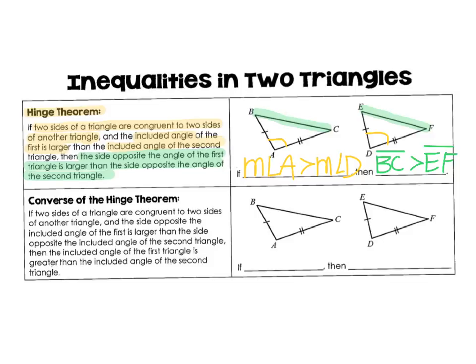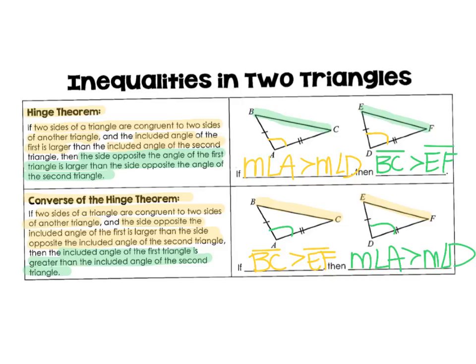Now, the converse of the hinge theorem tells us that if we know two sides of a triangle are congruent to two sides of another triangle, and we're given that the side opposite the included angle of the first is larger than the side opposite the included angle of the second, so we know two sides are congruent, and we're given that BC is greater than EF, then we can say that the included angle of the first triangle is greater than the included angle of the second triangle. So then we can say that the measure of angle A is greater than the measure of angle D. So it's just the opposite, or the converse, of the hinge theorem.